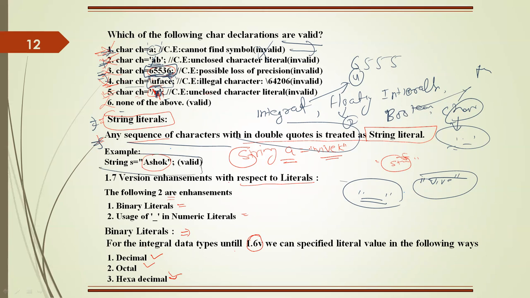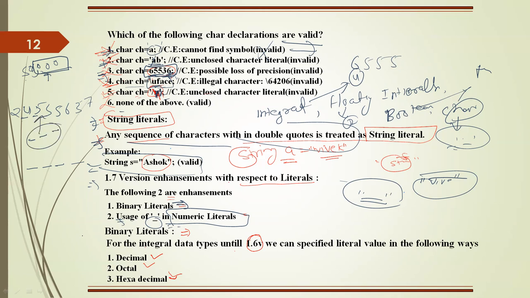So here is the example: Ashok is there. This is the valid 1.7 enhancement with respect to literals. So binary literals enhancement is there, and we can use underscore in the numeric literals. Why is the underscore introduced? Because of number spacing. Suppose we have a big number like 2, 3, 4, 5, 5, 6, 7, 8. In India, if you write 1000, we write it with a comma. By using a comma, you can separate that. That's why Java introduced the underscore for more readability in the number format. Right? So binary literals is there.